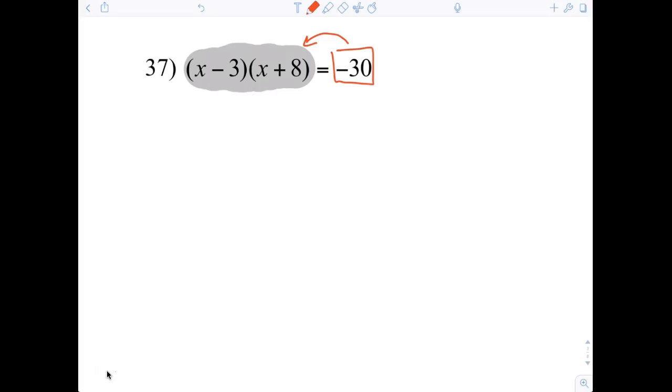Come on, look right here. Tell me how much that is. Negative 3x. How much is that? So negative 3x and 8x is 5x. Anybody have any questions?